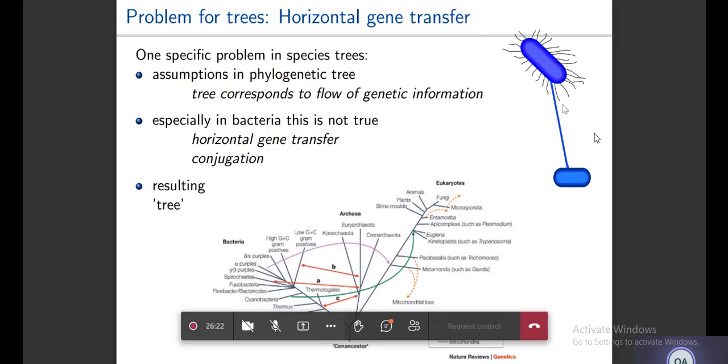And this is the way they do the horizontal gene transfer. They call it conjugation. This is between bacteria and archaea. They do it very frequently, I would say very frequently. So just keep this in mind.